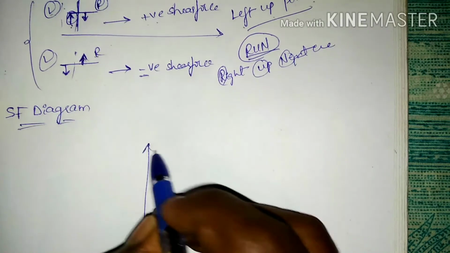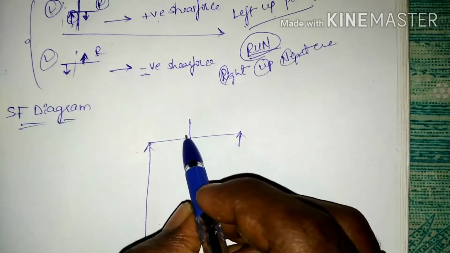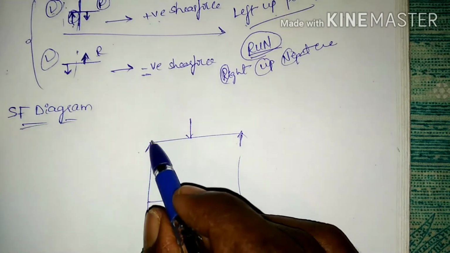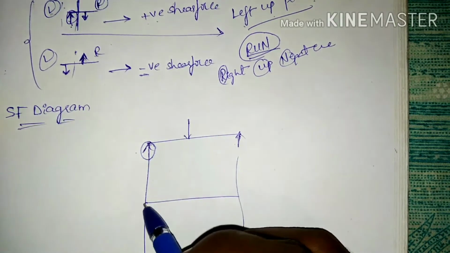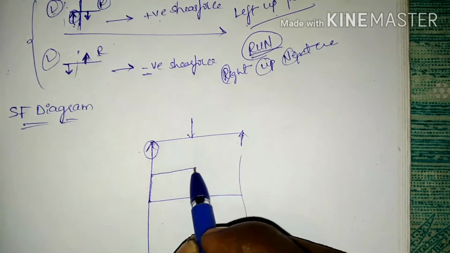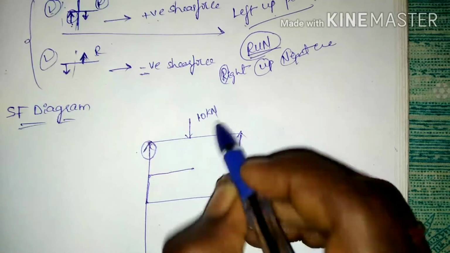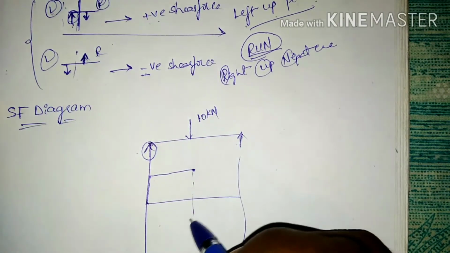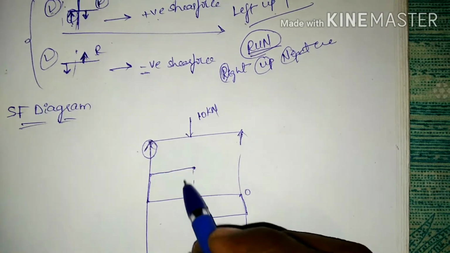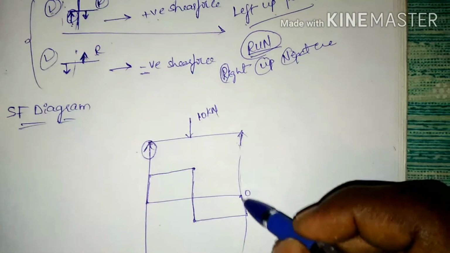Let us consider this load. This is support A and B support, and the load is placed here. The left side is upward direction, so it will go against the upward direction and move towards the right side, and it is 10 kilonewtons. If it moves down for 10 kilonewtons, it goes like this. This is the graphical representation of the shear force diagram. Let us see it in detail in problems.